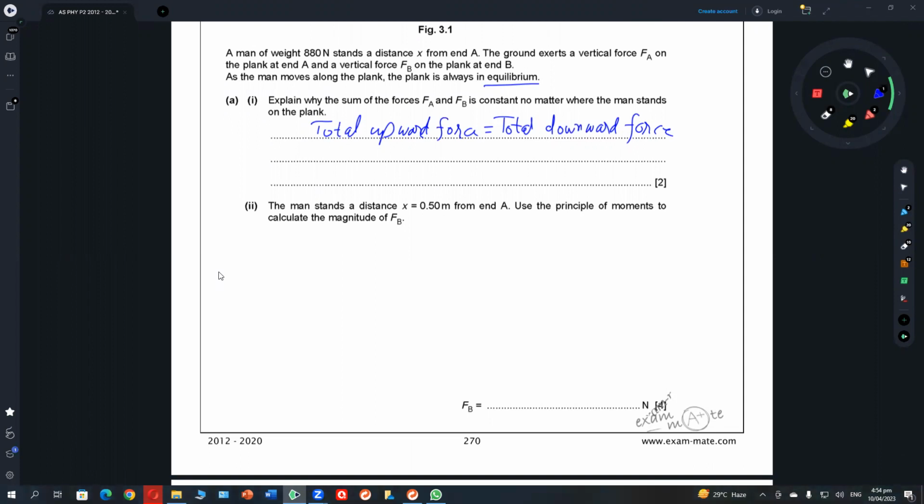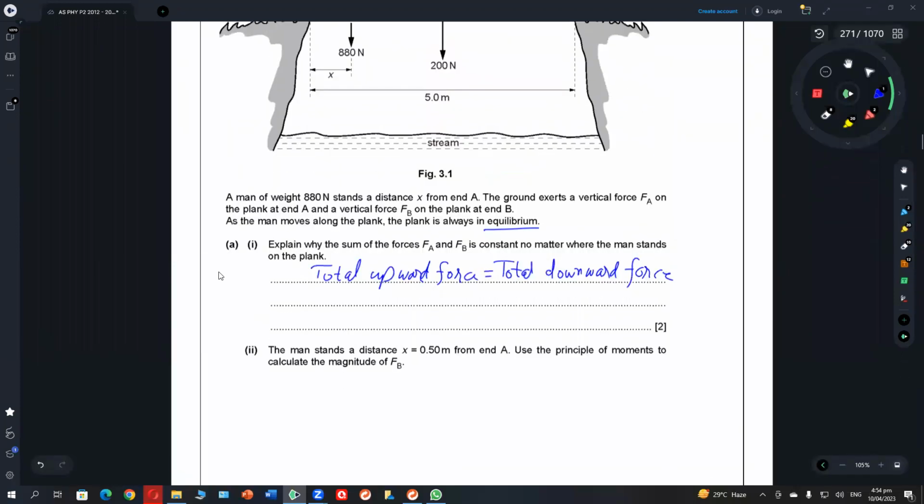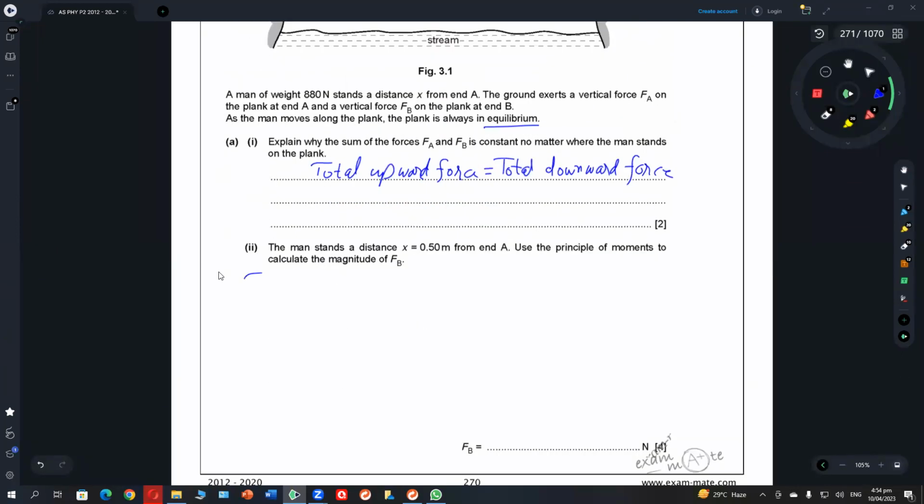Man stands at distance x equal to 0.5 from end A, and use the principle of moments. What is the principle of moments? That is about the clockwise and anti-clockwise. The total clockwise moment will be equal to the sum of the anti-clockwise moments.